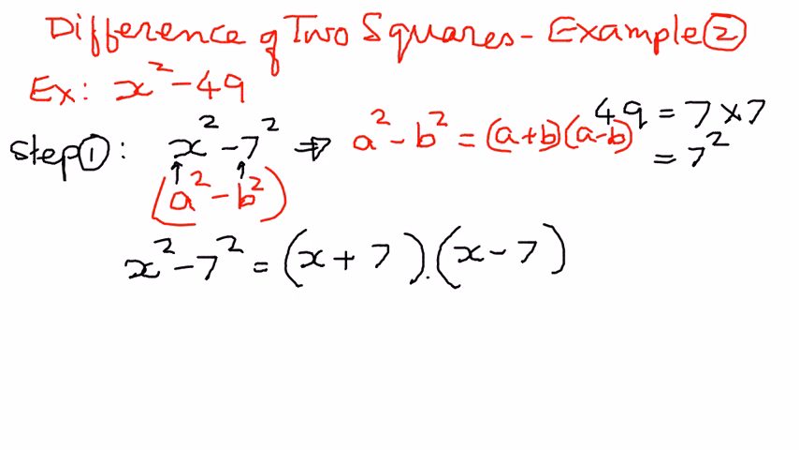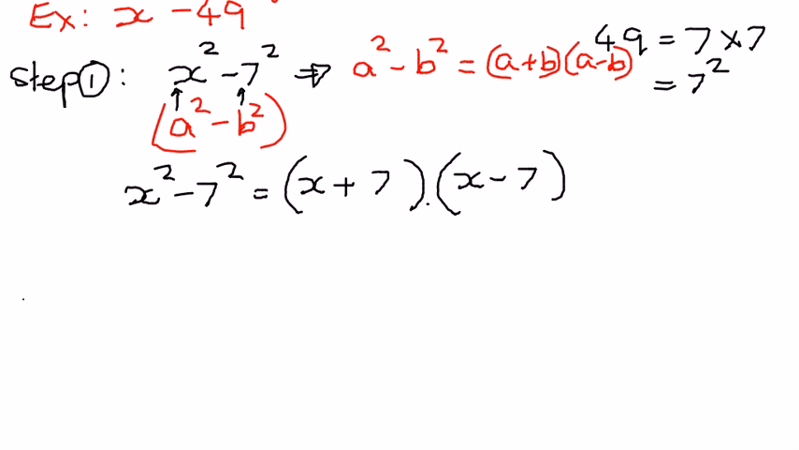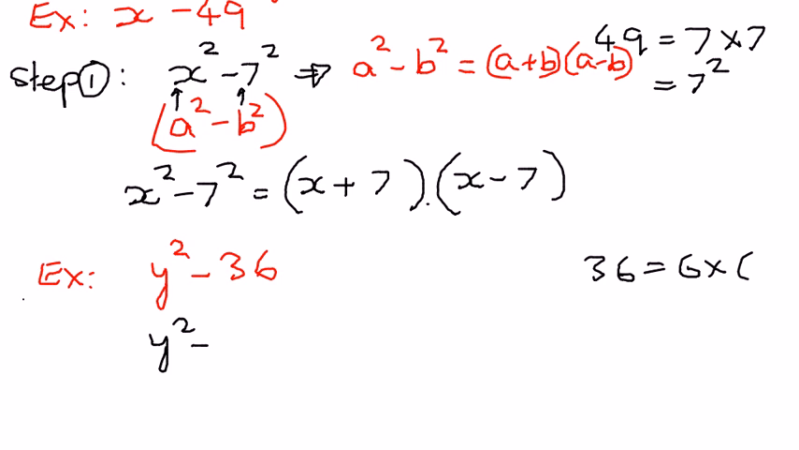Let me take another example here. Let us say we want to factor a problem of this type: y to the power of 2 minus 36. Okay, so we want to make sure that these two terms are perfect squares. So y to the power of 2 is a perfect square, and 6 times 6 is 36. So therefore 36 I can write as 6 to the power of 2.